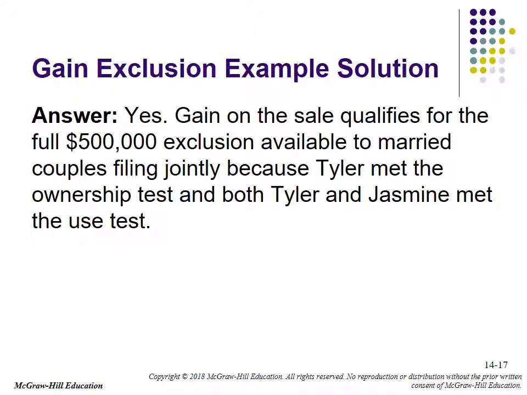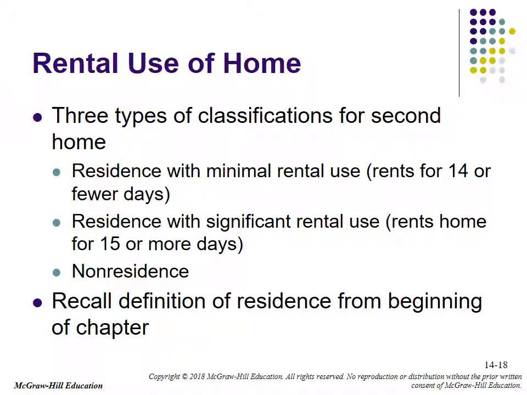And there's our answer. Yes, we talked about that. So ownership, one of the spouses has to own it 2 of the 5 years before the sale. For use, though, they both have to use it for 2 of the 5 years. So it qualifies here. They lived in it for 3 years and Tyler owned it for 5. Okay, so that's how we deal with exclusions of gain.